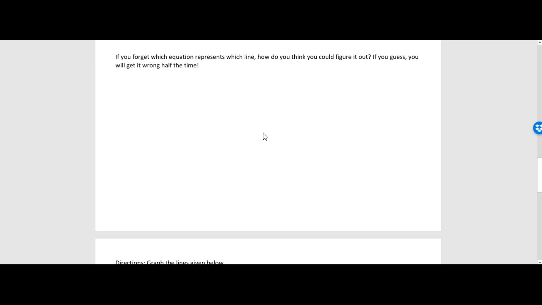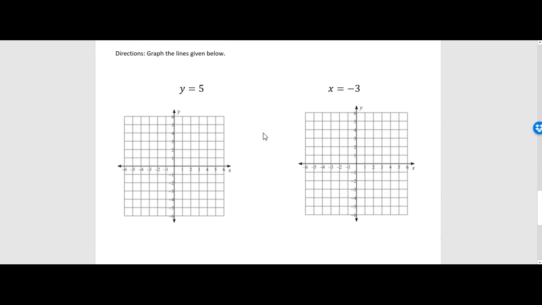So let's do a couple of practice problems. This time you're going to be graphing the lines. So here we have y is equal to 5. So we need to think, okay, does this represent a horizontal or a vertical line?